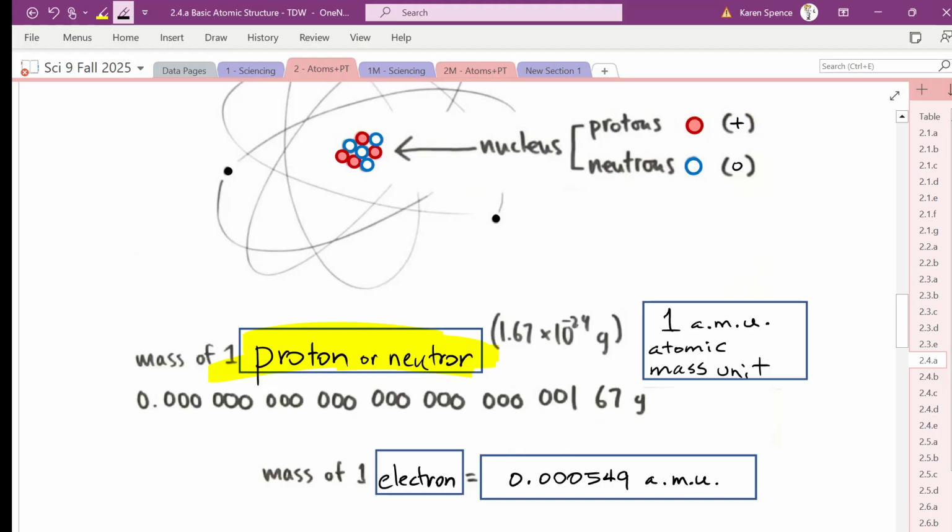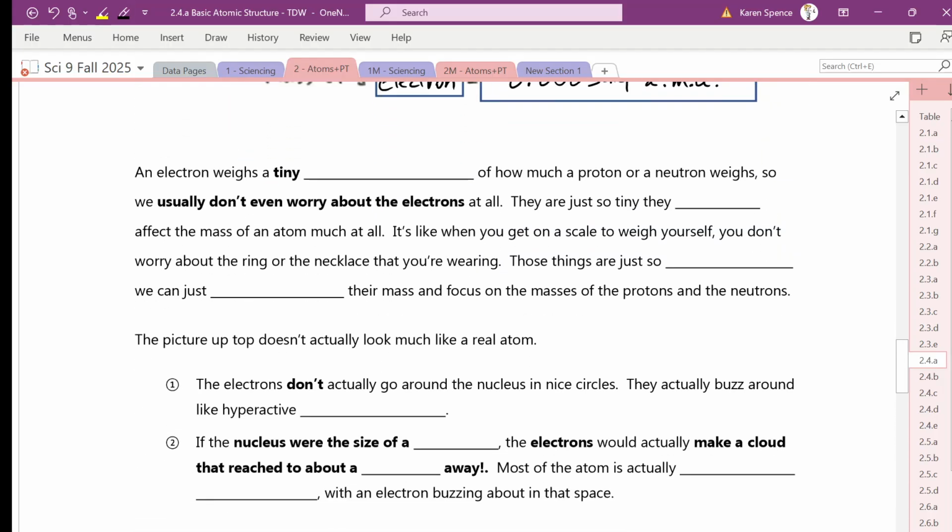All right, and we can now go to our next page. Oh, no, we can't. There's more stuff at the bottom.